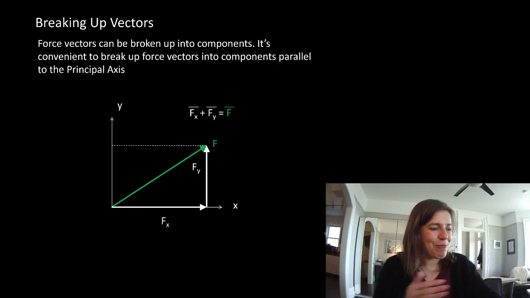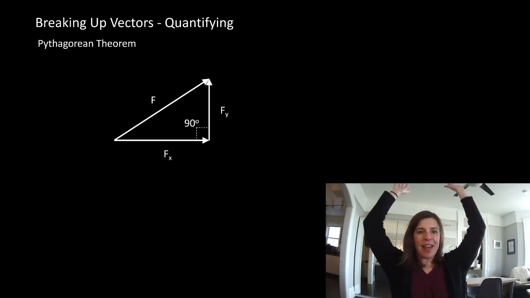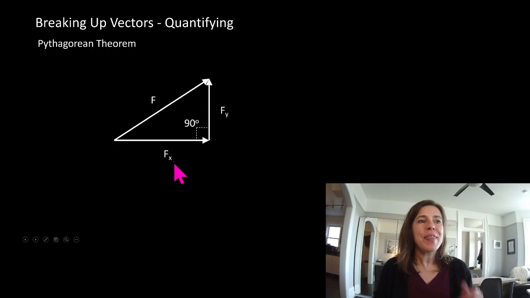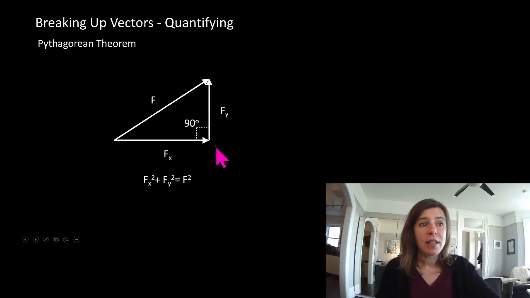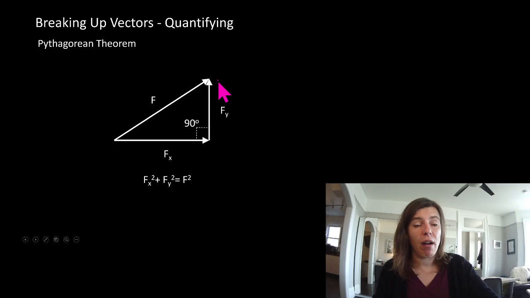I wonder what the next rule is. Pythagorean's theorem. All right, here we go. This is basically just what we already know about right angle triangles. We want to add up force X and force Y. We know it's not linear. We know it is that handy rule, square root of the sum of the squares. So squaring FX plus squaring FY equals the square of F.